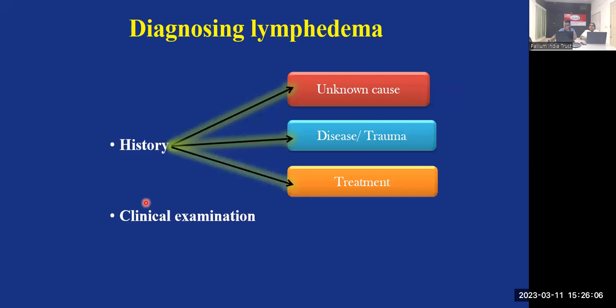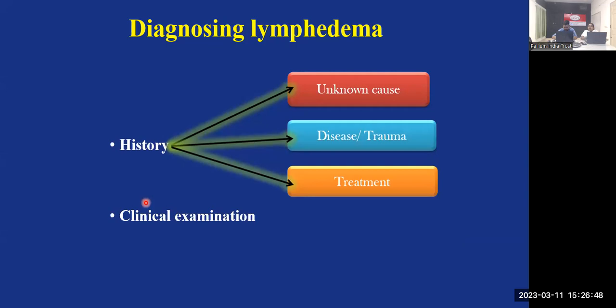Coming to the diagnosis. Whenever you see a patient with lymphedema, like any edema, you have to assess well and make sure whether the patient is having lymphedema or other edema. Okay, so how can we diagnose lymphedema? The first one is history. You have to take a proper history of the patient, whether there is any unknown cause, whether it is disease related, trauma related, or treatment related.